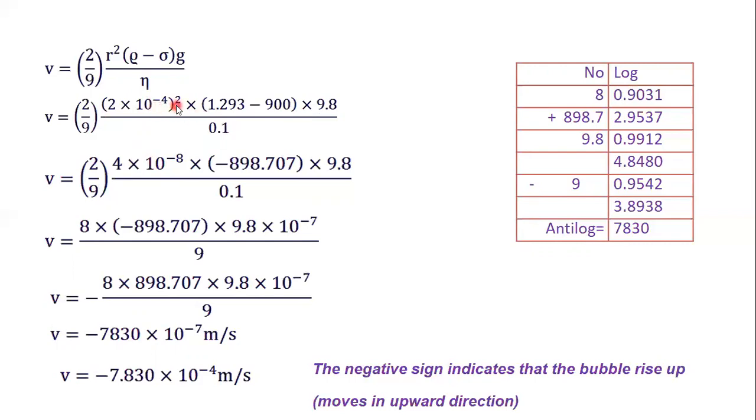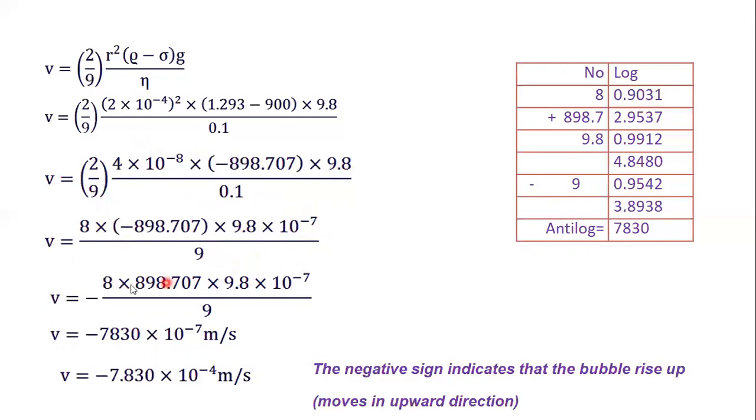2 square is 4, 10 raised to minus 4 square is 10 raised to minus 8. And the subtraction comes as minus 898.707, into this 9.8 as it is. Now this more simplification we can do. 4 2s are 8. We have written here the remaining terms as they are. And 9 into 0.1 is 0.9. We write 9 into 10 raised to minus 1. When it is shifted up, it is plus 1. So instead of 10 raised to minus 8, we write 10 raised to minus 7 here.